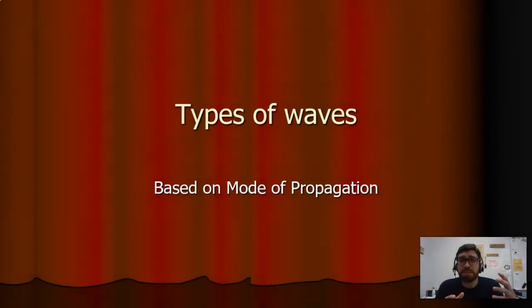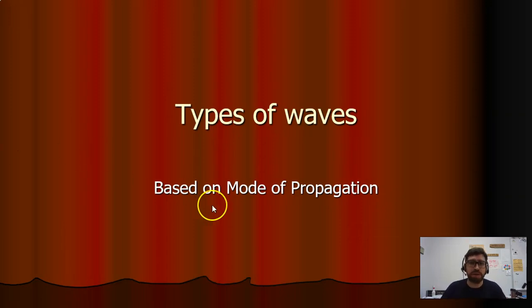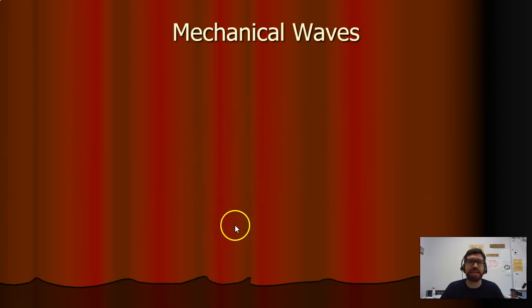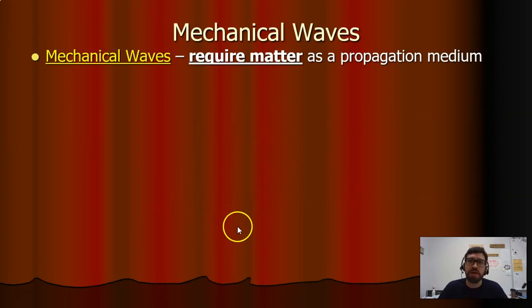All right, so we've talked about the types of waves based on how the individual particles oscillate or move back and forth in the medium, compression and transverse. Now we need to talk about types of waves based on how the wave travels, the mode of wave propagation. And the first type of wave in that category is called a mechanical wave. Mechanical waves require matter as a propagation medium. They have to move through stuff.